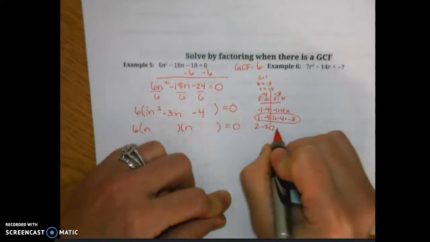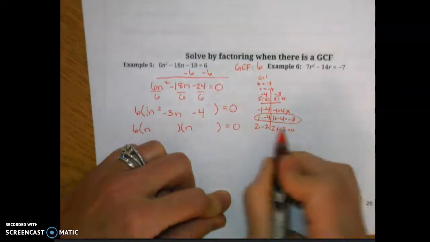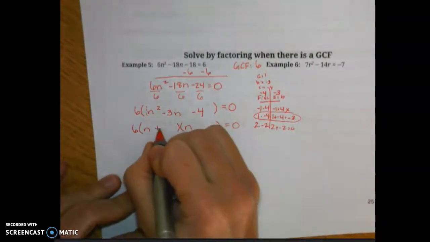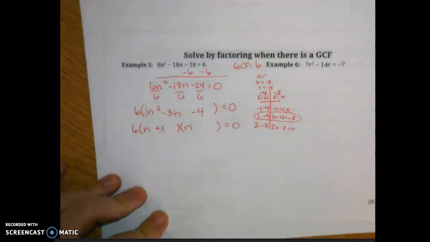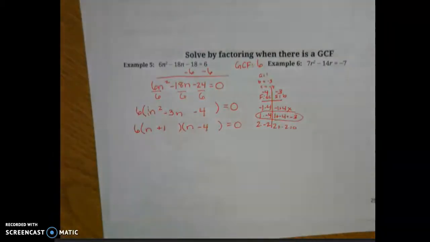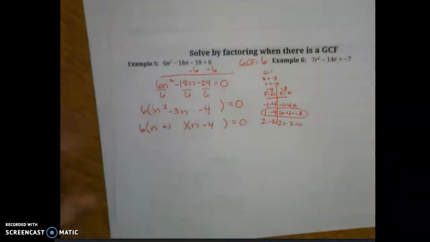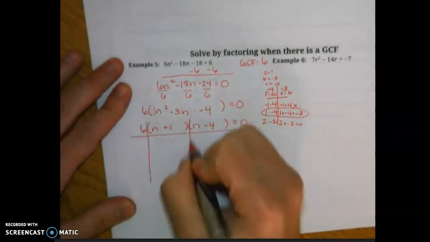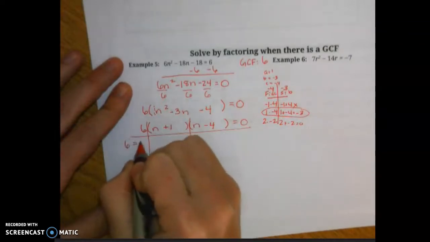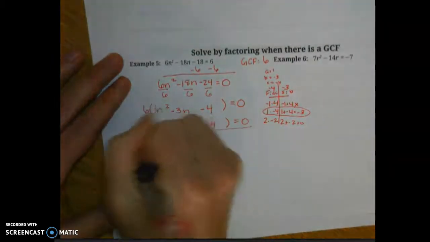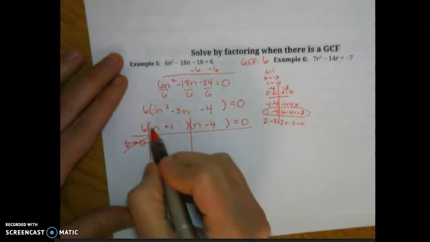If I add these 2 together, I would get 0. But once you find your perfect pair, you don't really have to keep checking. So I have a positive 1, so n plus 1, and a negative 4, so n minus 4. If you had put them in the other order, that would have been fine too. Okay, so now I have 3 factors to set equal to 0. So the GCF, 6 equals 0. Is that true? Nope, that's false. I can just throw that out. So the GCF just gets thrown out.